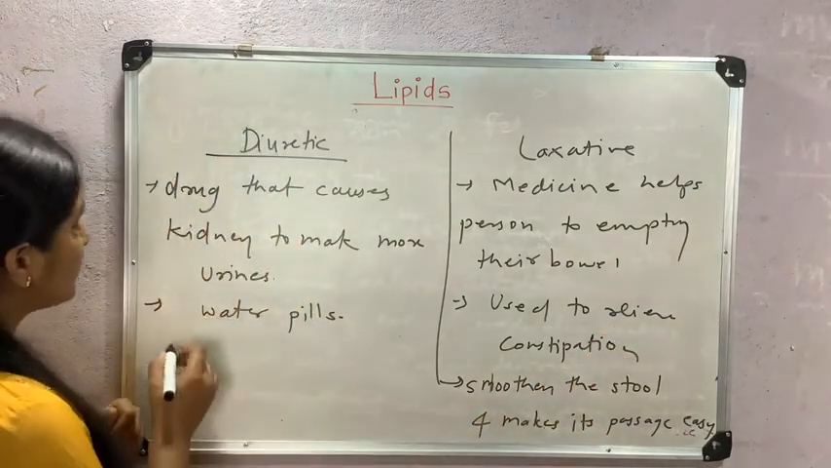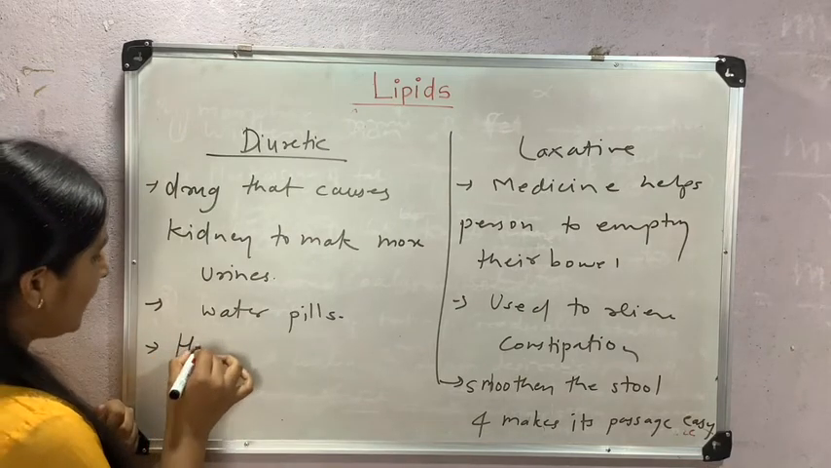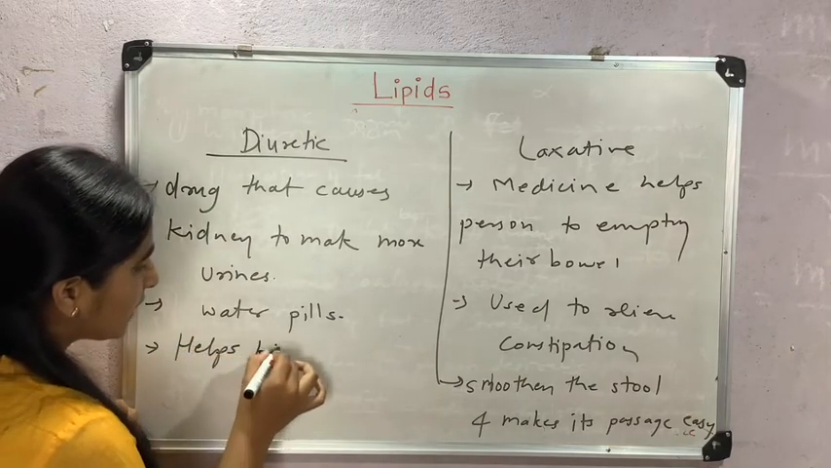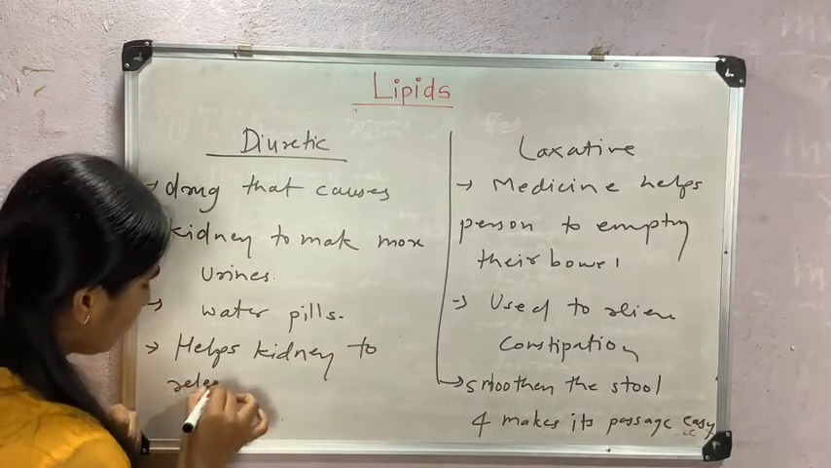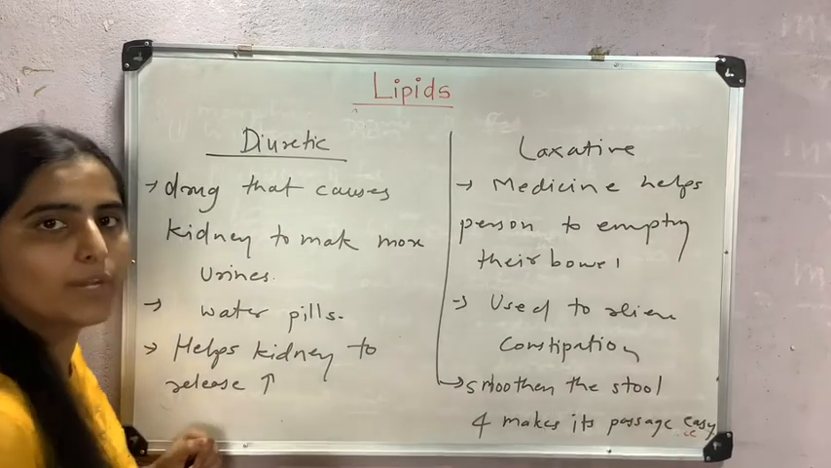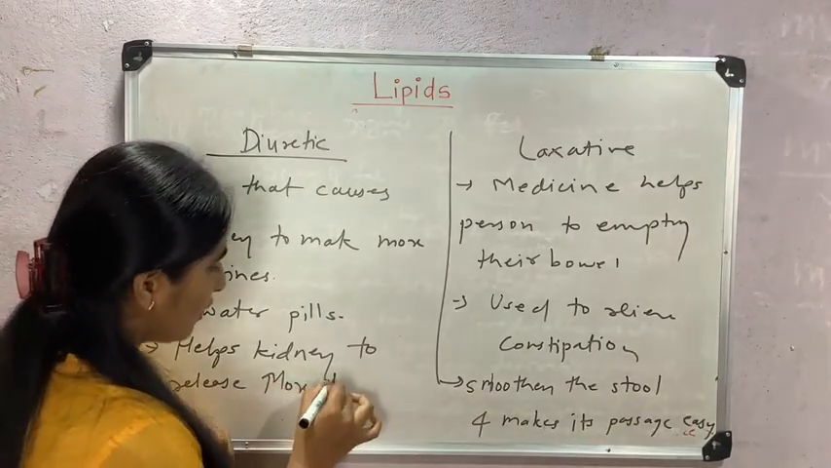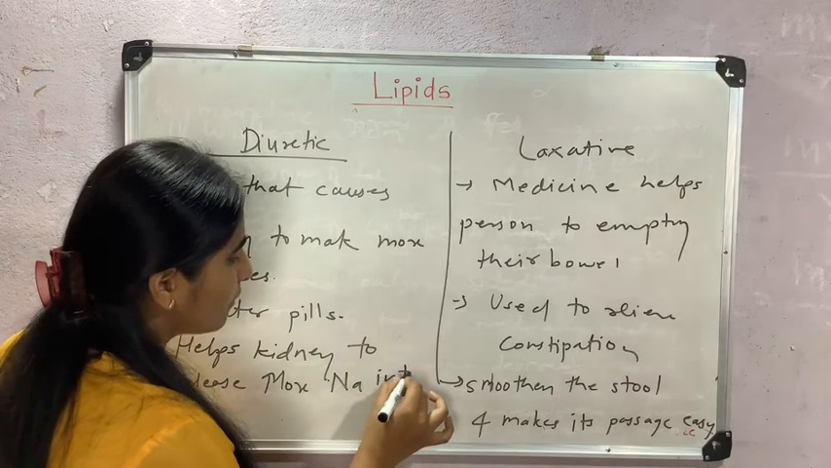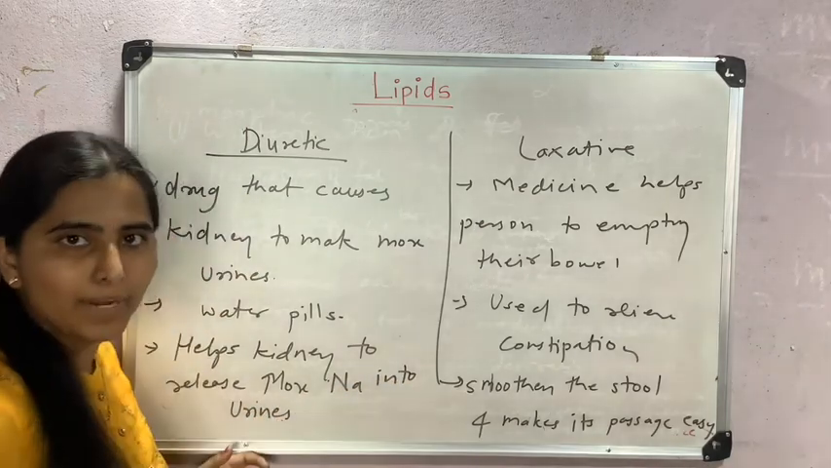And this diuretic helps the kidney to release more sodium into urine. Therefore, these diuretic drugs are used to treat high blood pressure.